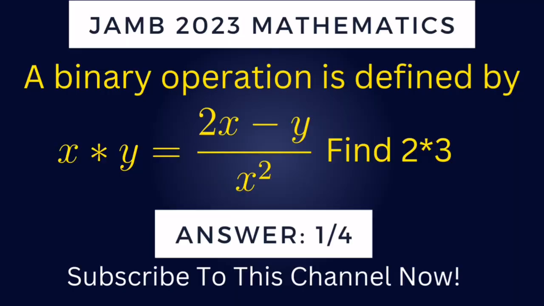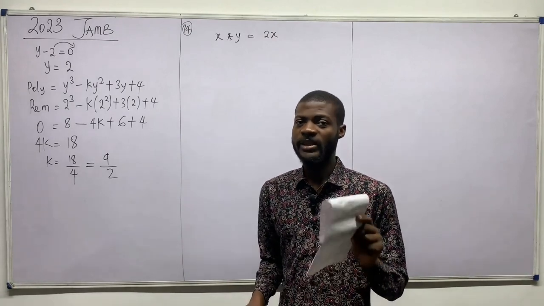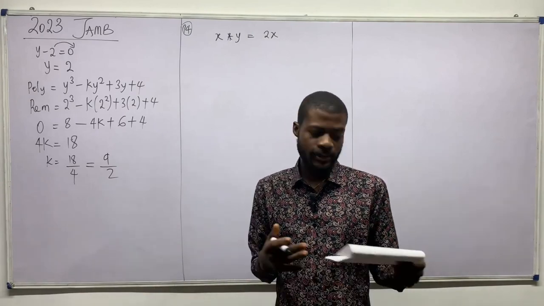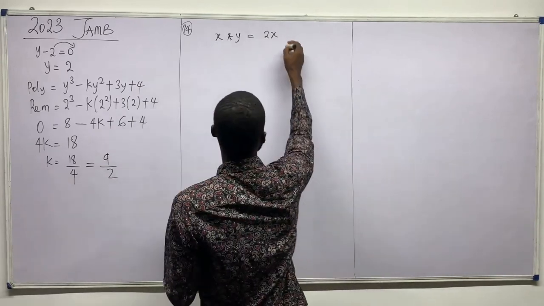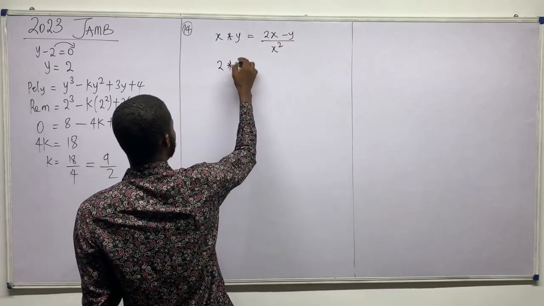A binary operation is defined by x operation y equal to 2x minus y, divided by x squared. You're asked to find the value of 2 operation 3. Now, this topic is very, very important, and you will see questions on binary operation. Please take note, there's a difference between number base, which deals with binary numbers, and binary operation. That's two different things. So take note of that.